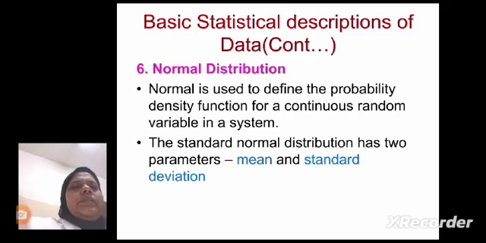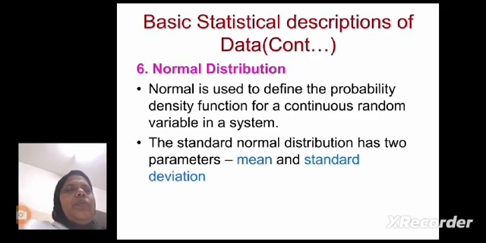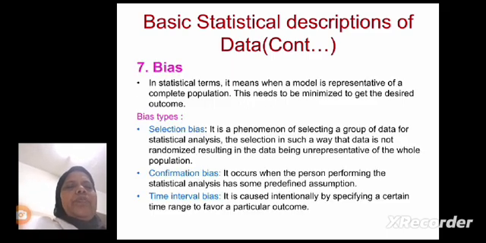Then the 6th description is normal distribution. Normal distribution is used to define the probability density function for a continuous random variable in a system. The standard normal distribution has 2 parameters, mean and standard deviation. Already we know the mean is the average value, then the standard deviation can also be found.